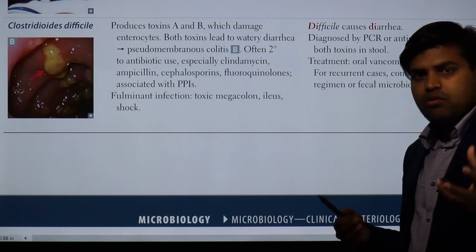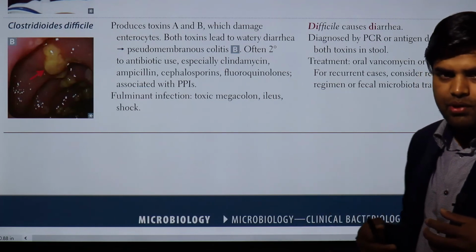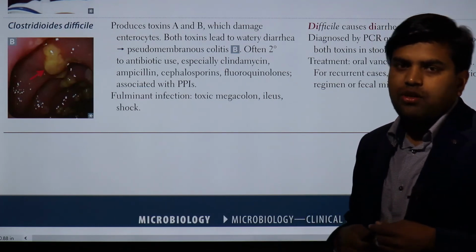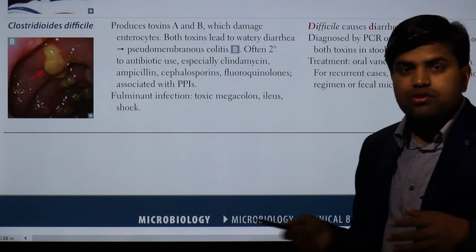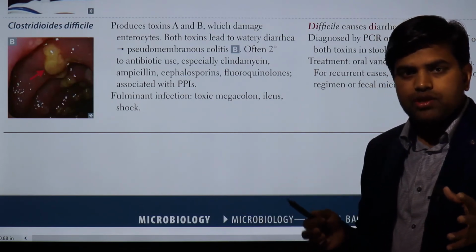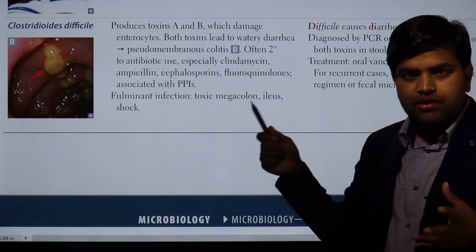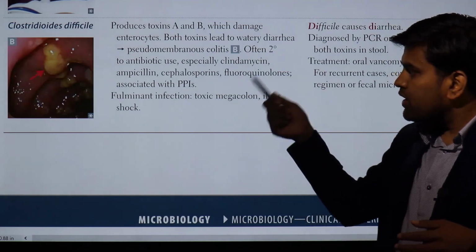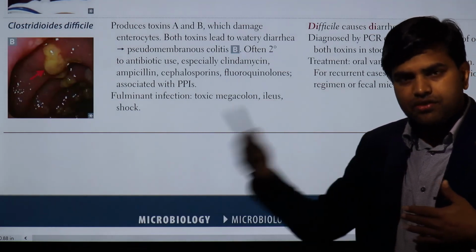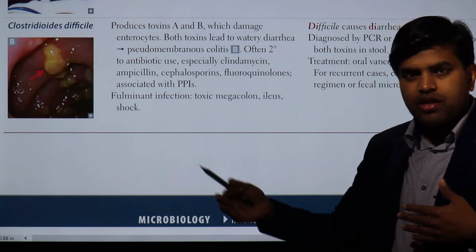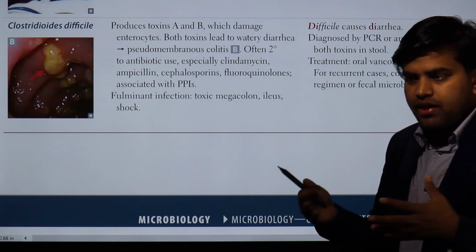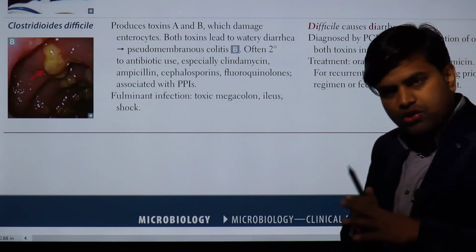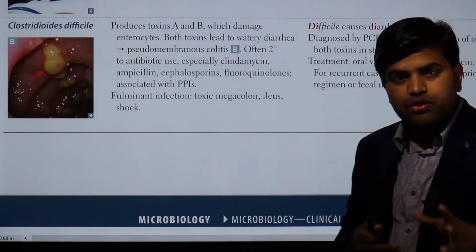We can take a normal person's stool and transplant it into the patient. That helps in the recovery of the patient. This is very important because there are 500,000 people infected in the USA by this infection. It is a spore-forming organism that gets transferred from one person to another, and the spores are not killed by alcohol or any antiseptics. You have to wash your hands, only then will the spores be killed.